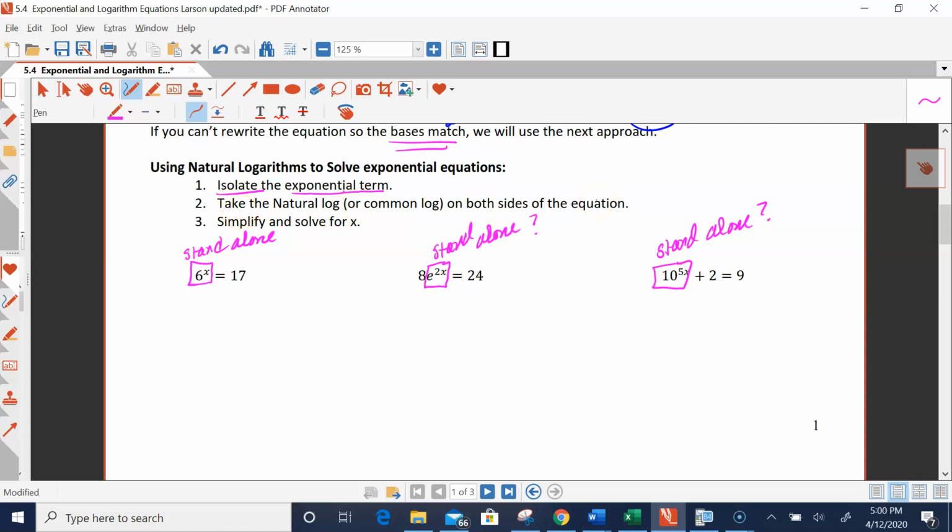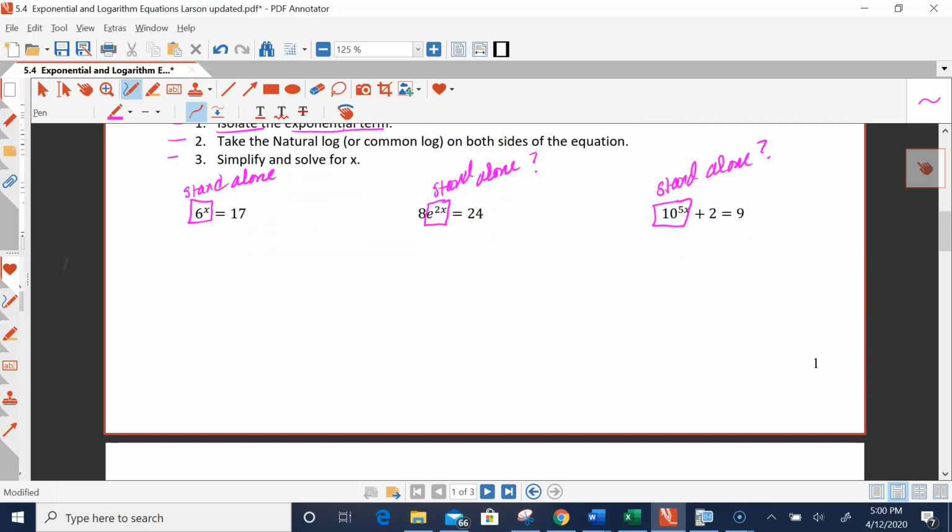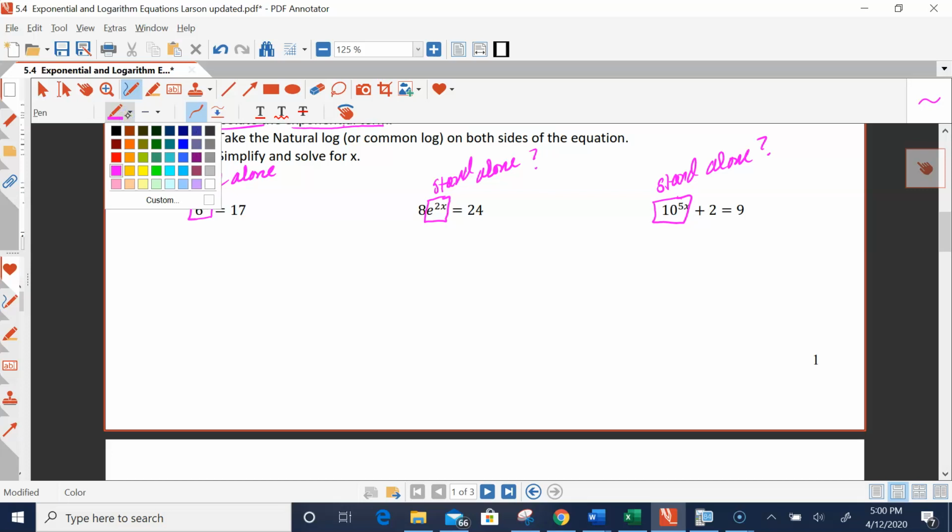And you're going to see how helpful that's going to be, because the log is the inverse of the exponential, and one undoes the other. Okay, so isolate the exponent term, take the log of both sides, and then solve for x. So let's take a look at our first one. 6 to the x equals 17.